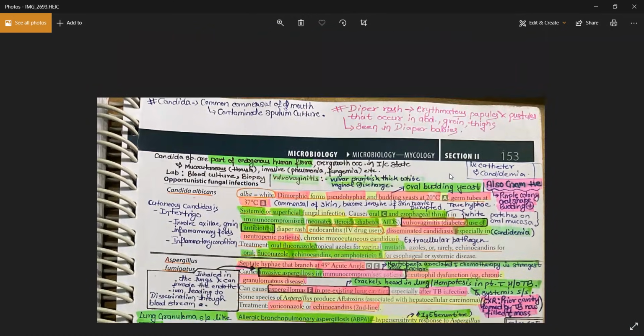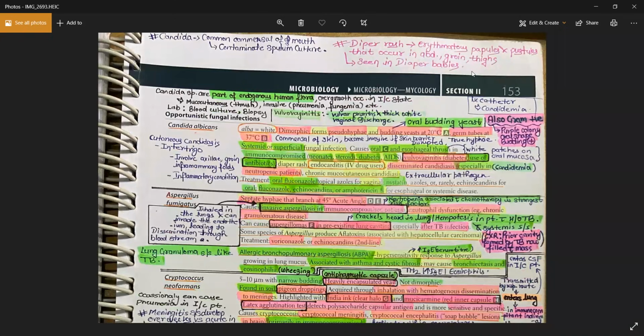And the diaper rash, as you can see, you have these erythematous papules and pustules that affect the groins, the thighs, and the abdomen. It is generally seen in babies using diapers. Most importantly, they affect the groin folds. So whenever you have involvement of the groins and the folds there, it must be a diaper rash.